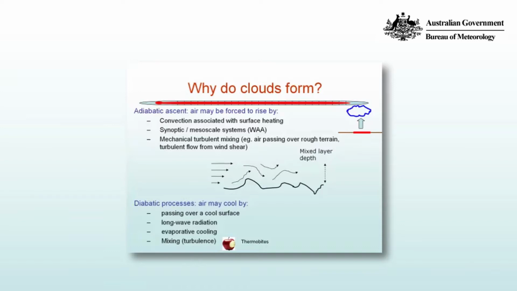And diabatic processes where air may cool occur when, for example, air passes over a cool surface and heat is exchanged between the two until the air that's moving over the cool surface cools to saturation. Via long wave radiation, that is infrared radiation overnight. Via evaporative cooling, so liquid water is evaporated and the parcels of air cool to saturation, and also by mixing between two different air masses which may start off both being unsaturated, but the net result is saturated air.